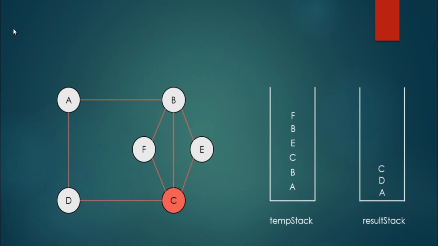So we put C, then we put F, then we put B, then we put E, then C, then B, then A at last to the result stack. And that's all about this algorithm, because from now on we just have to keep popping the items from the result stack, and that's going to give us the Eulerian cycle.